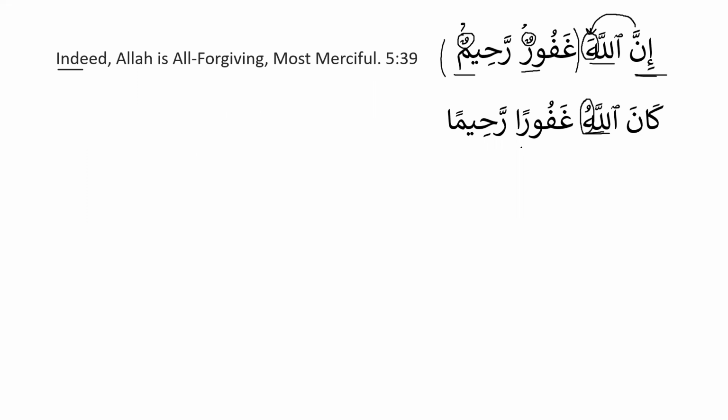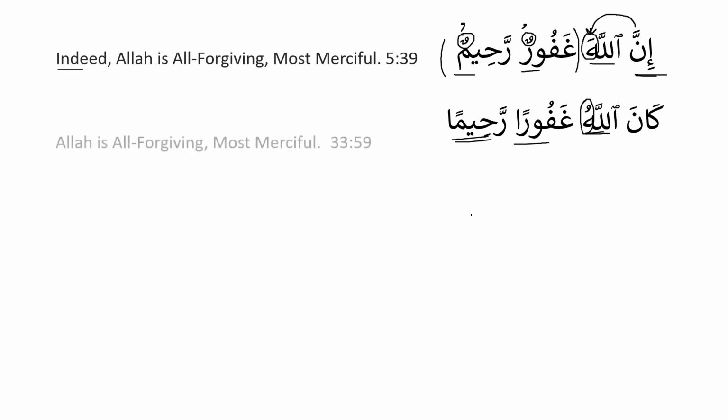And what about ghafuran and rahiman? What happened over here? They are mansub. Excellent. And why are they mansub? Because they have fatha or fathatan. And we know that whenever we have fatha or fathatan, we have an extra alif added to that.